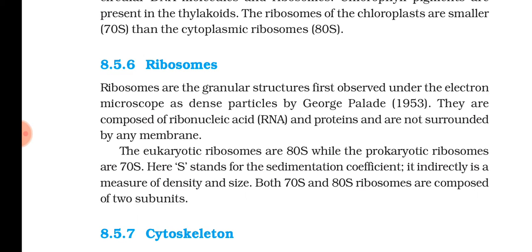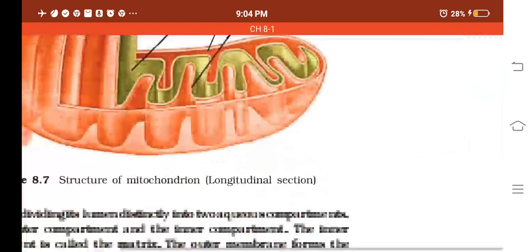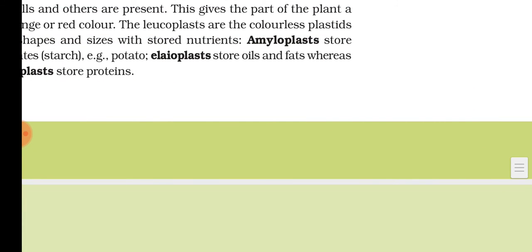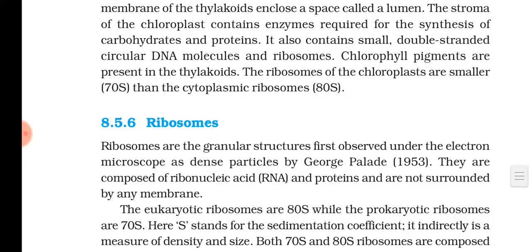Is it clear? So today in this video we have studied about the mitochondria, then the chloroplast or the plastids, and about the ribosomes. Each organelle in the cell has different functions that we have already studied. They show what? Division of labor. The major function of mitochondria is what? They help in the production of ATP. They take part in aerobic respiration.